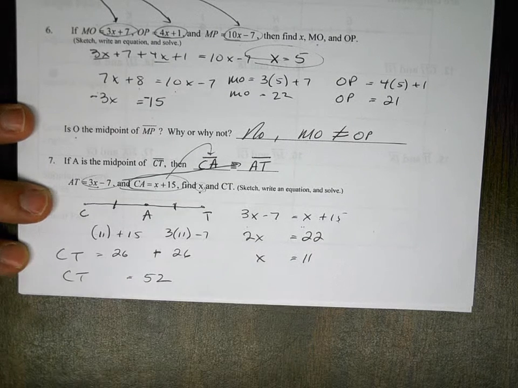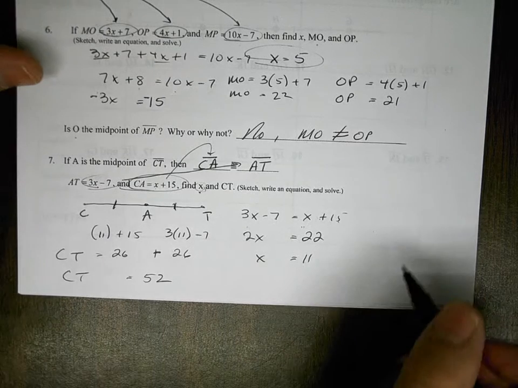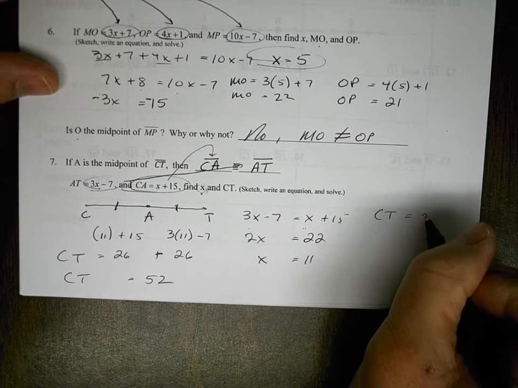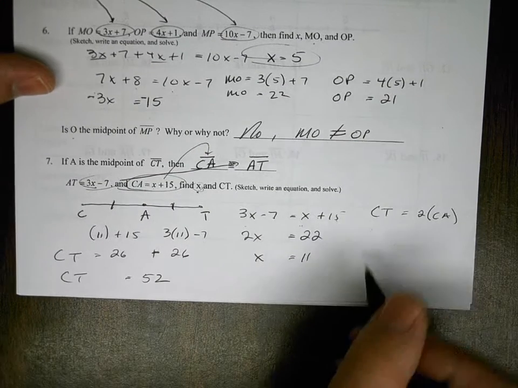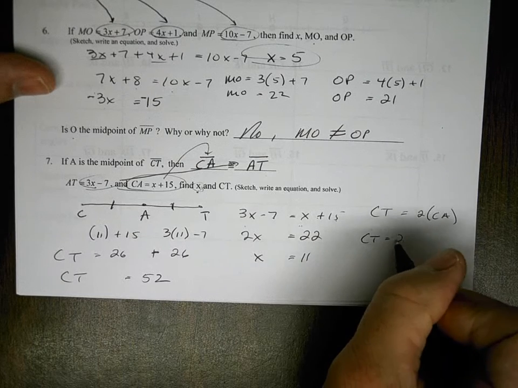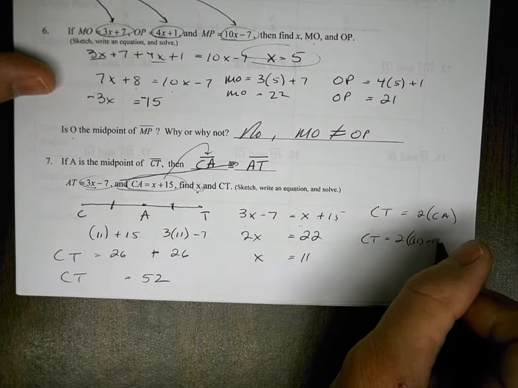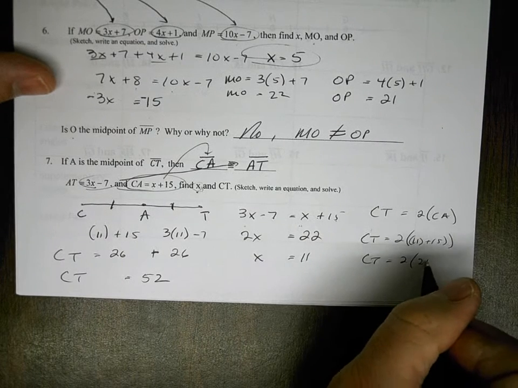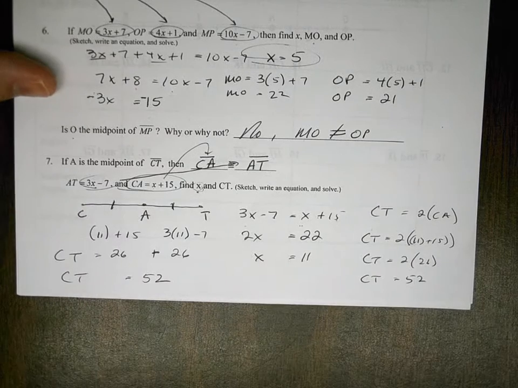I thought it was 54. Oh well, 52. Okay? So you could do it that way. I'll tell you what I like to do. If I'm looking for CT, I know CA is half, so I'll just take CA and double it. That's the way I did it. So CT equals 2 times 11 plus 15, which means CT equals 2 times 26. CT equals 52. It's the same way.